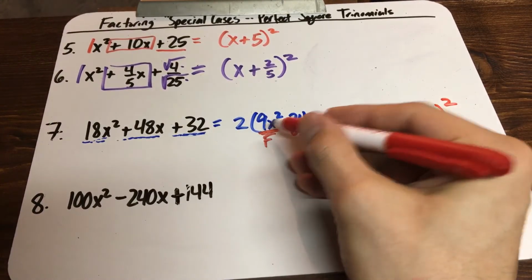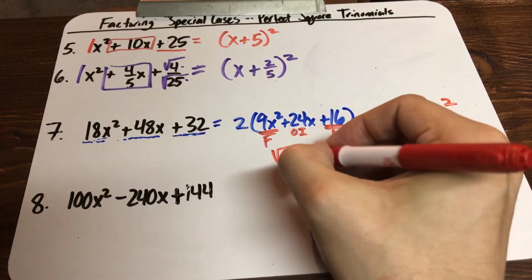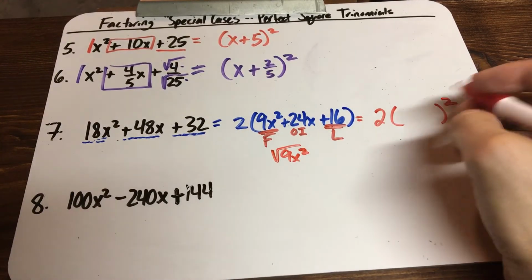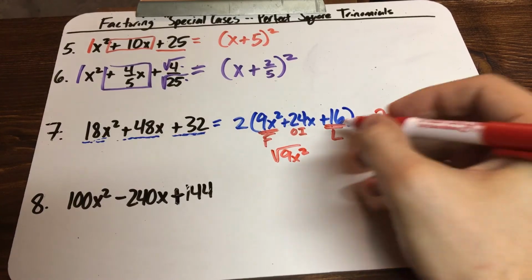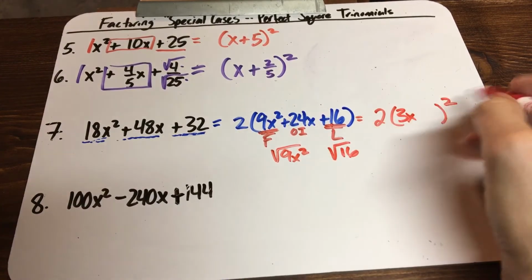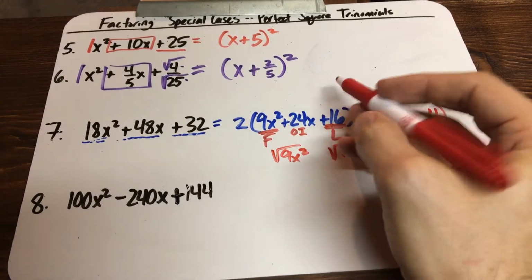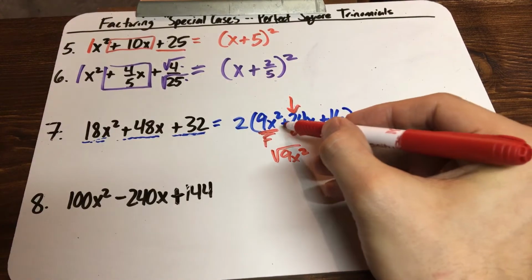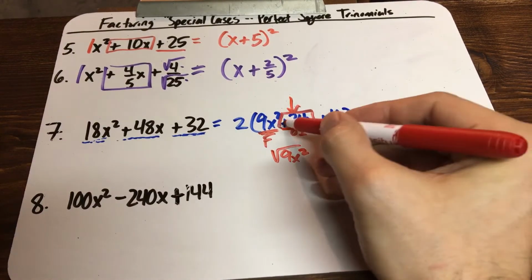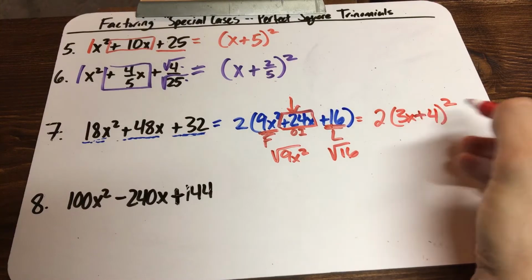Do I know the square root of 9x squared? That's 3x. Do I know the square root of 16? I hope so. That's 4. And then check in the middle. The only thing the O and the I is really here for is to tell you whether it's a plus sign or a minus sign, and that's a plus. And so this is going to be a plus.